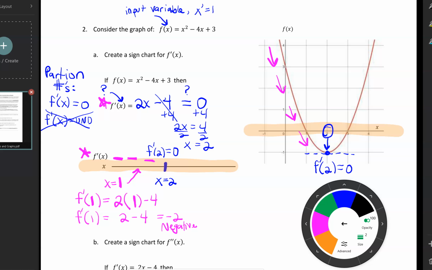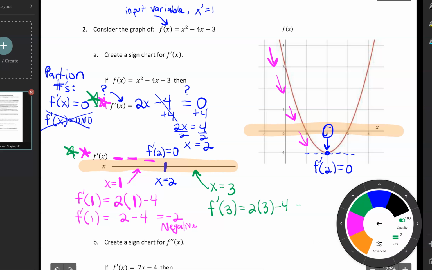Okay, so now we're just going to complete our sign chart. So now I have to pick a number bigger than 2. That would be 3. So I'm going to input 3 into my derivative rule. Remember, it's a sign chart of the derivative, so I'm putting it in my derivative rule. That would be 2 times the input minus 4. That would be 6 minus 4, which is a 2. That would be positive. So every input in that region would create a positive output.